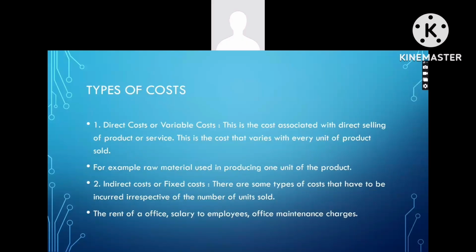First comes direct costs or variable costs. This is the cost associated with the direct selling of a product or service. This is the cost that varies with every unit of product sold. For example, raw material used in producing 1 unit of the product. Next comes indirect costs or fixed costs. There are some types of costs that have to be incurred irrespective of the number of units sold. For example, the rent of an office, salary to employees, office maintenance charges.